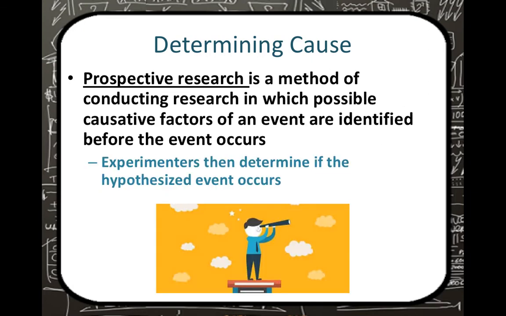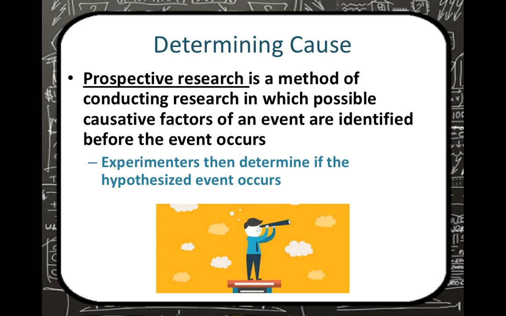A better method for understanding causative relationships is prospective research. And prospective research is a method of conducting research in which possible causative factors of an event are identified before the event occurs. So what this means is you identify the things you think are going to have an effect, and you record them, and then you basically wait it out and you look to the future, you look forward in time to see if what you hypothesized occurs, right?